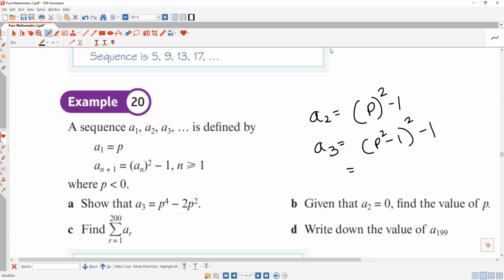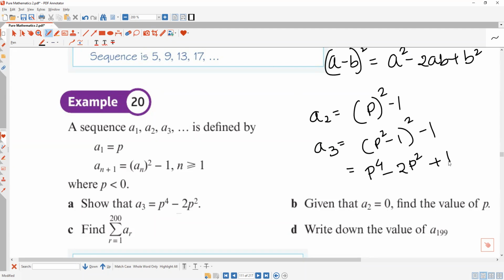I hope you are in class 11, in A level. I hope you know how (a minus b) whole square works. (a minus b) whole square is a square minus 2ab plus b square. Okay? Now if I open this bracket, it will be p raised to 4 minus 2p square, because b is 1, plus 1, then minus 1. Minus 1 plus 1 minus 1 cancel. So p raised to 4 minus 2p square.